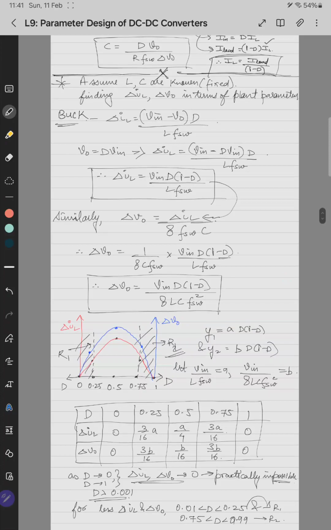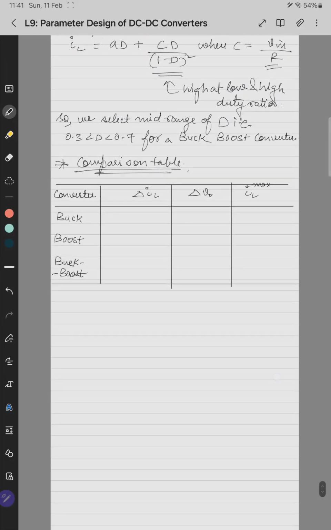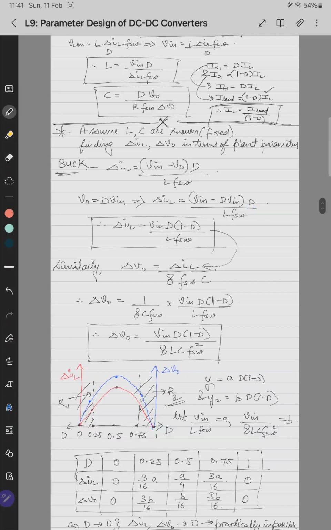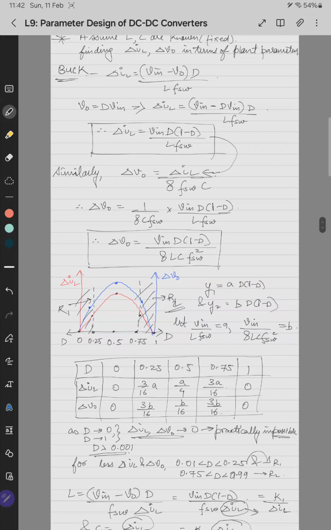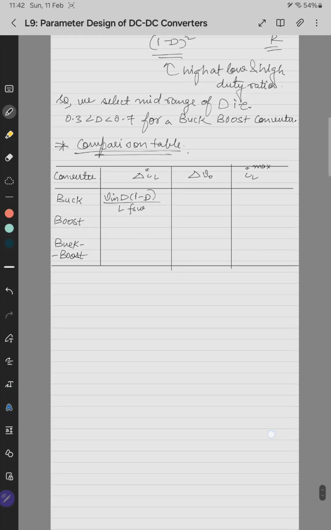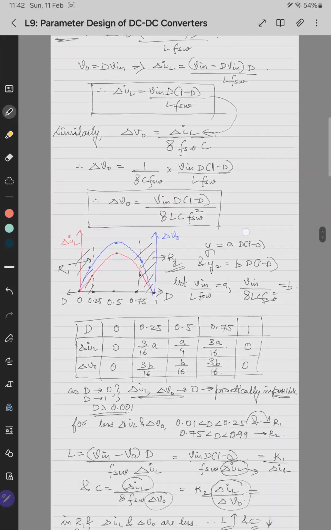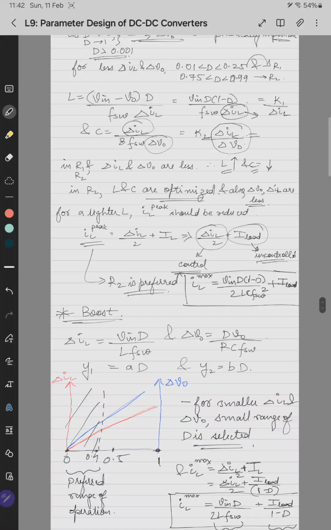So we'll write V in into D into 1 minus D by L into F switching, and delta V naught for buck, V in into D into 1 minus D by LC F square, same numerator. Then the expression for IL max for a buck converter we will not write in terms of I load.